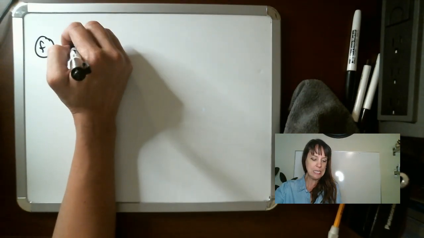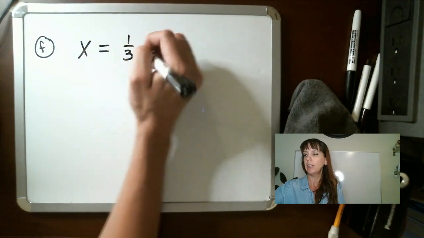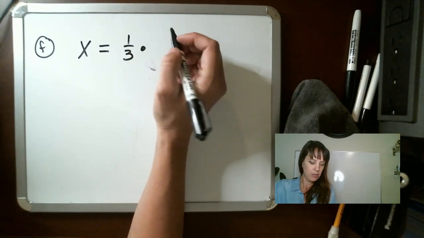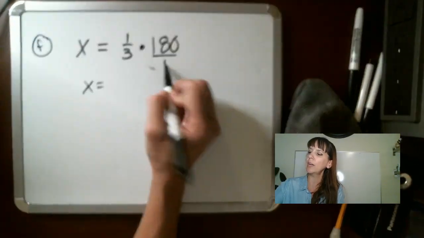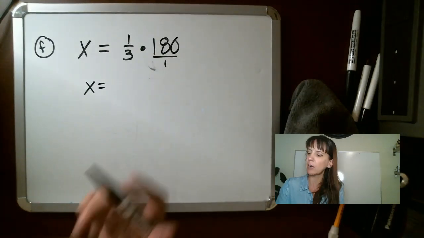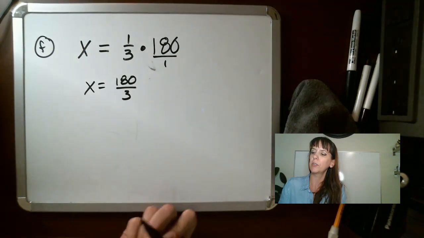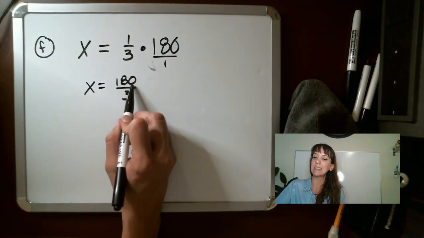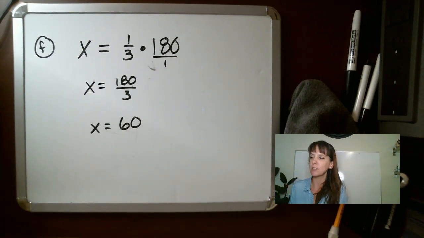What number is 1/3 of 180? Again, we're going to multiply straight. We can turn anything into a fraction by putting it over 1. Multiply straight across top, we get 180 over 3. 3 goes into 18 6 times, but there's this 0 we have to worry about. So it's not 6, it's 60. Okay, your answer is 60.